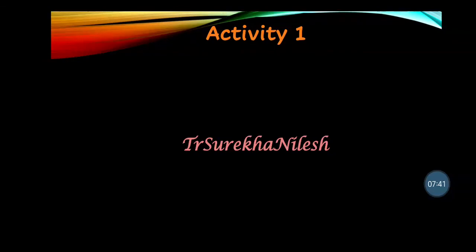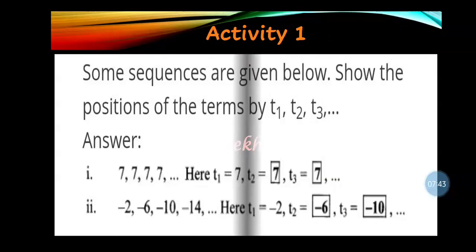Activity 1. This is in your textbook, page 56. Do it with pencil. Some sequences are given below. Show the positions of the terms by T1, T2, T3 and so on. First one: 7, 7, 7, 7. Here, first term T1 equals 7, second term T2 equals 7, third term T3 equals 7, fourth term T4 equals 7.